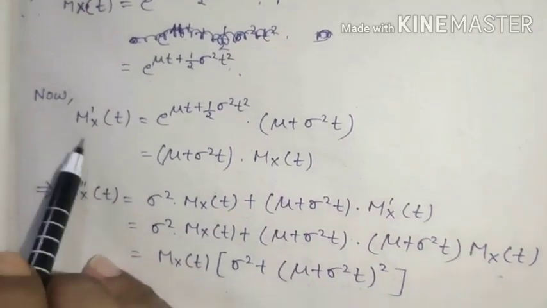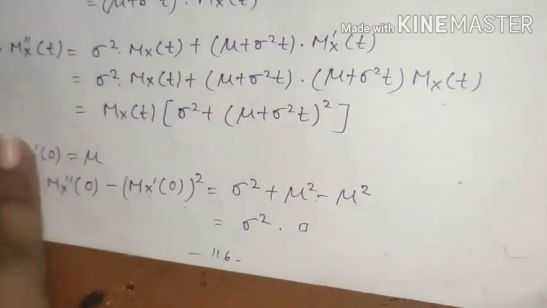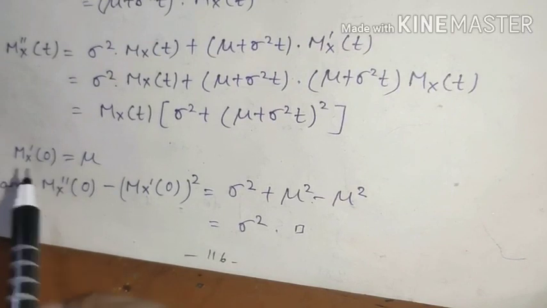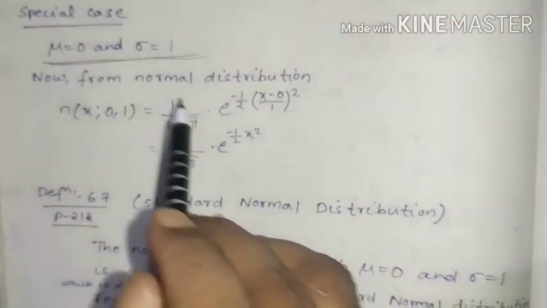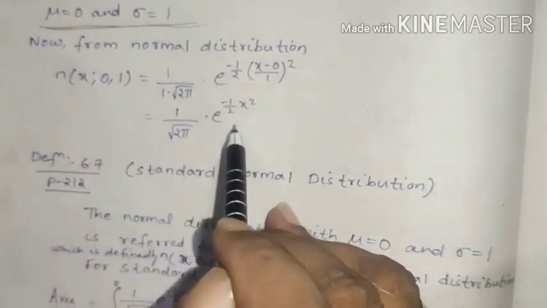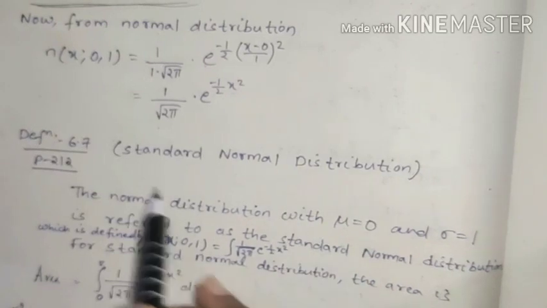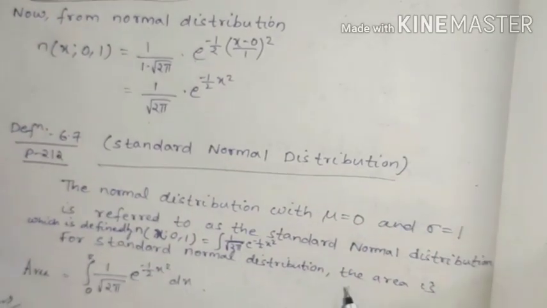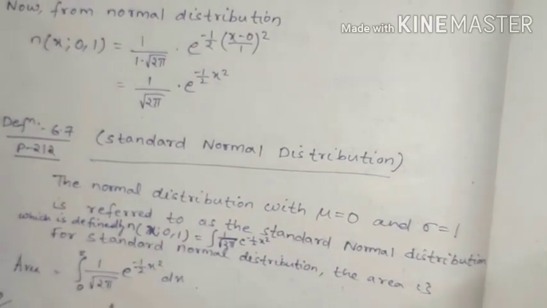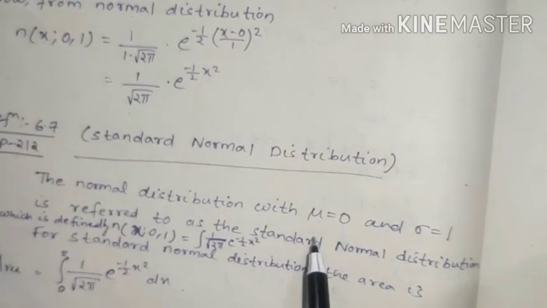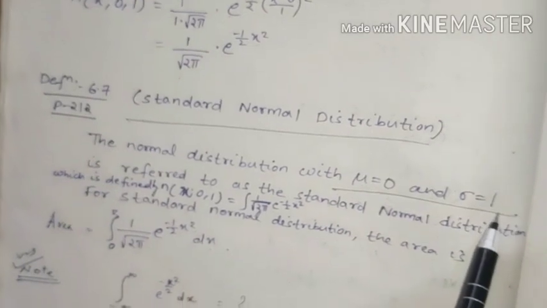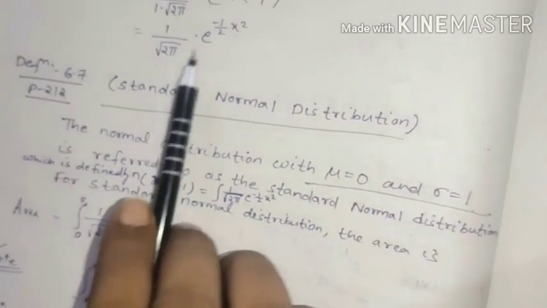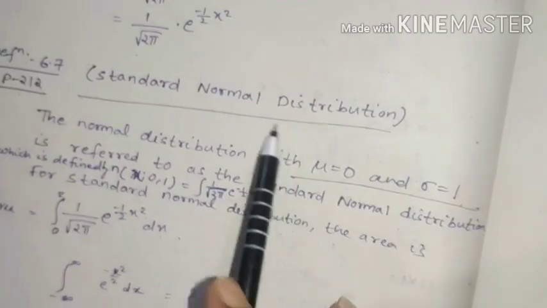Similarly, for M x you have to find the first derivative, second derivative, M x dash 0, M x double dash 0, and so on. Suppose mu is equal to 0 and sigma is equal to 1. So the normal distribution equals 1 by root over 2 pi e to the minus half x square. What is the meaning of the standard normal distribution? The standard normal distribution means that mu is equal to 0 and sigma is equal to 1, also reported as the standard normal distribution, mu 0 and sigma 1. So automatically 1 by root over 2 pi e to the minus half x square is the standard normal distribution.